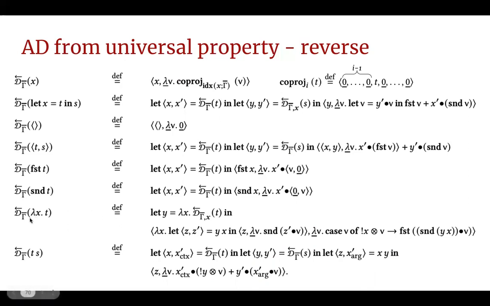But one thing that's happening that's sort of interesting here is we're again separating. We're seeing here in the rule for function application that we have a part of the derivative that's with respect to the context variables and a part of the derivative that's with respect to the function arguments. And that separation is just what comes from the structure of exponentials in sigma types of categories. So it's sort of forced on us.